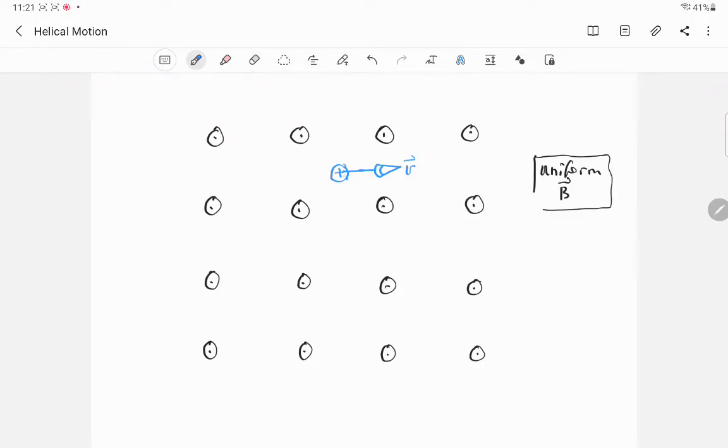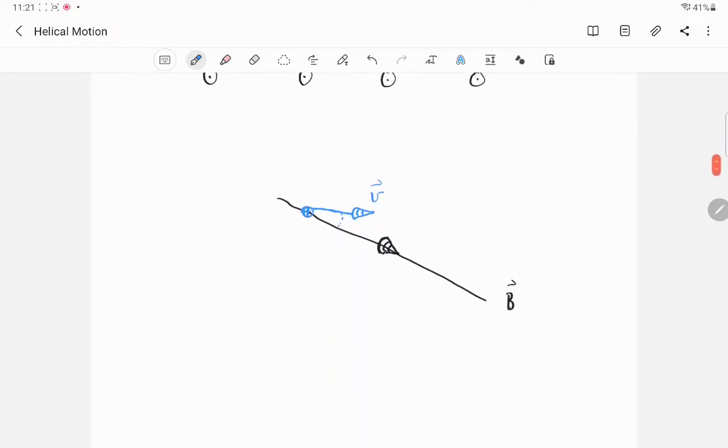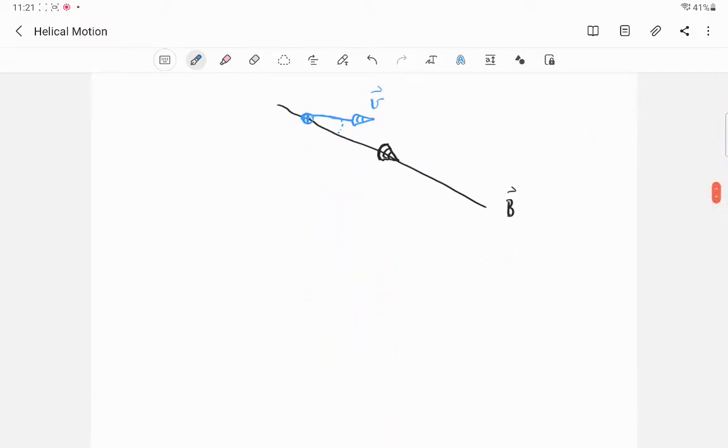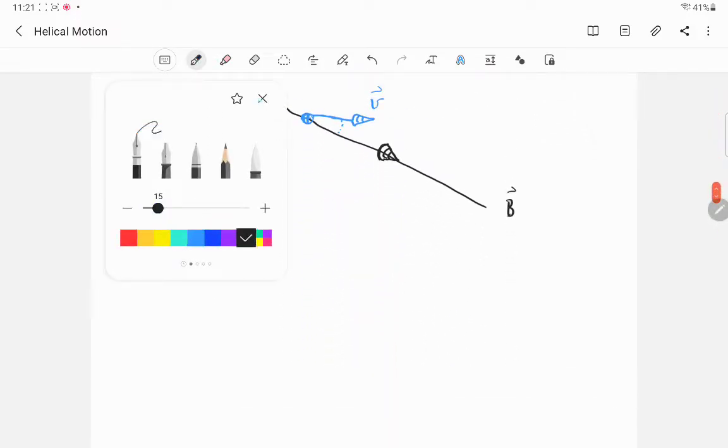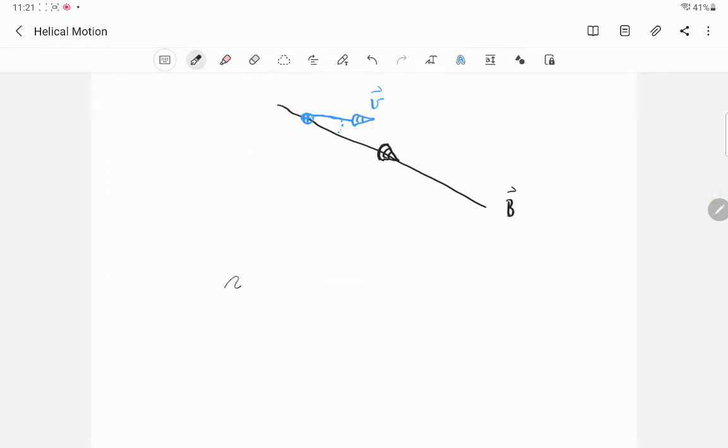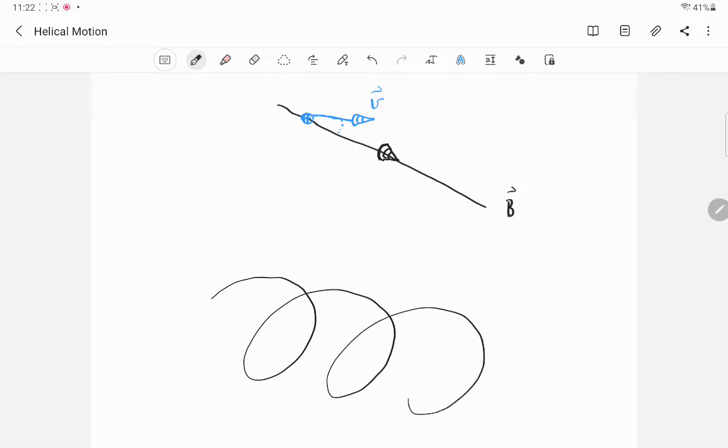What I want to do is show you that in this particular case, this particle is going to wind around in a circle, but also head out of the page. It's going to do a motion that is helical. So the trajectory of our little positive particle is going to be something like this. It's going to follow a helix.